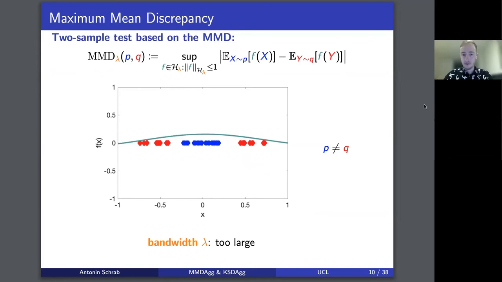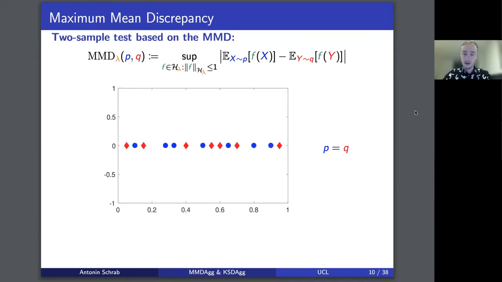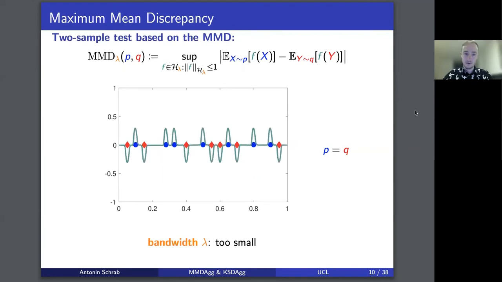And if the bandwidth is too large, then essentially this is not going to work well, because even though P is different than Q, this is going to give us a small MMD. And for the case P equal Q, if the bandwidth is too small, then again, we just get some bumps over every point. And essentially, even though P is equal to Q, here the mean of the blue ones will be quite high and the means of the red ones will be quite low. So the MMD will be quite large.